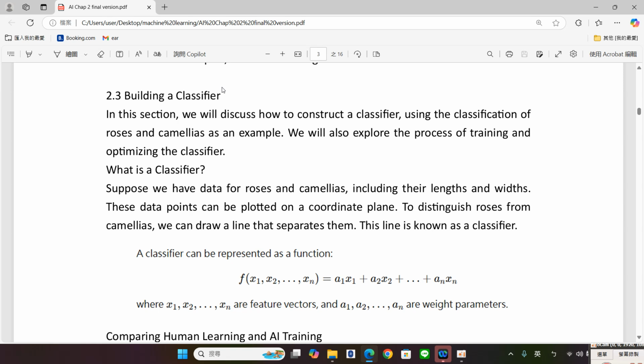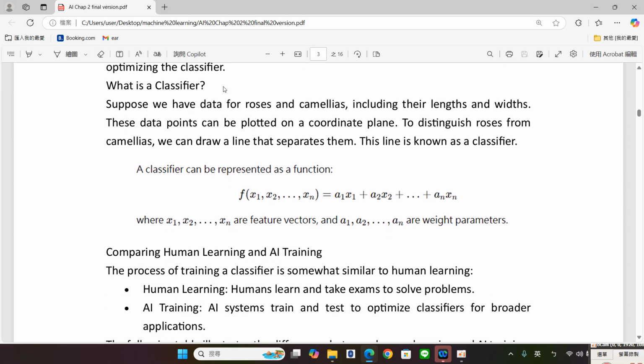2.3 Building a classifier. In this section, we will discuss how to construct a classifier using the classification of roses and camellias as an example. We will also explore the process of training and optimizing the classifier. So, what is a classifier? Suppose we have data on roses and camellias, including their length and width. These data points can be plotted on a coordinate plane. To distinguish roses from camellias, we can draw a line that separates them. This line is known as a classifier.